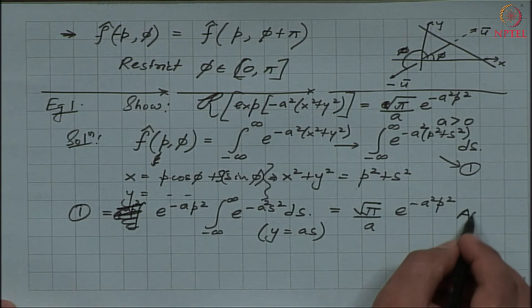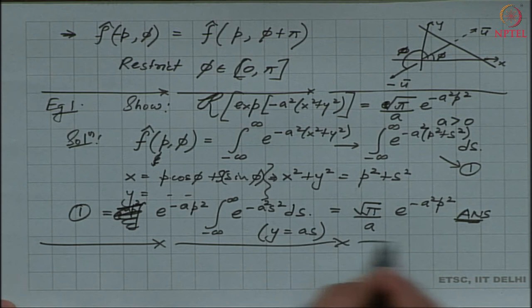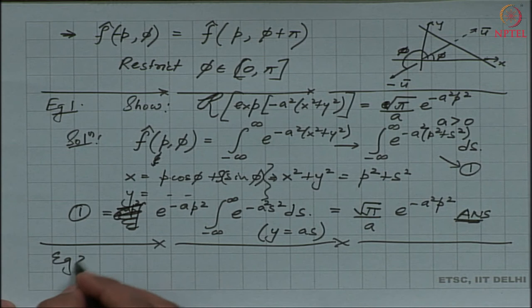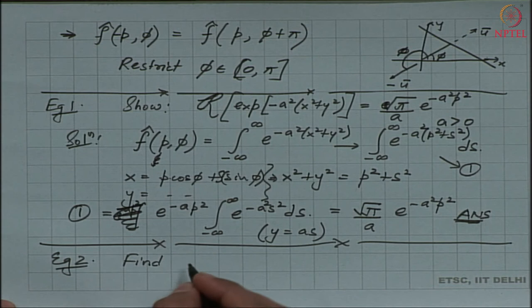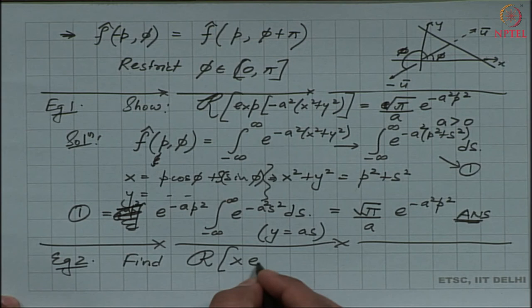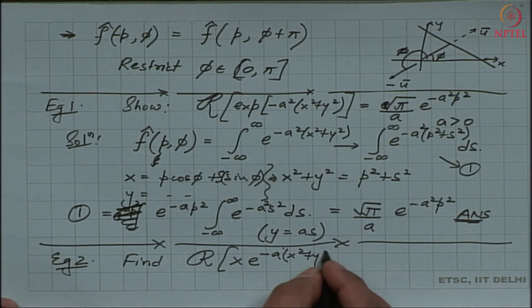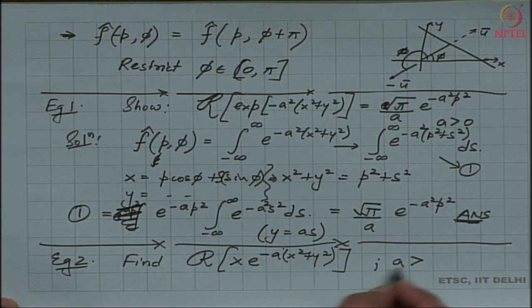So, then let us look at another case. I am asked to find the Radon transform of the following expression: find the Radon transform of the function x times e to the power negative a times x square plus y square. I have to evaluate it for a positive. Okay, so let us move ahead.